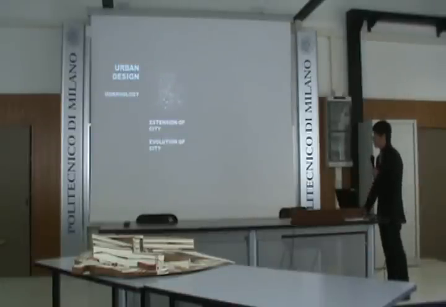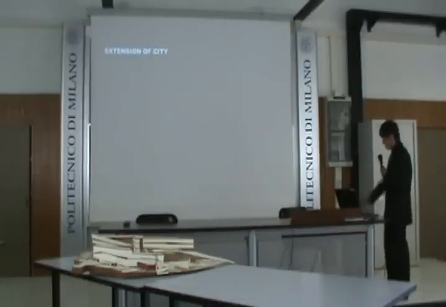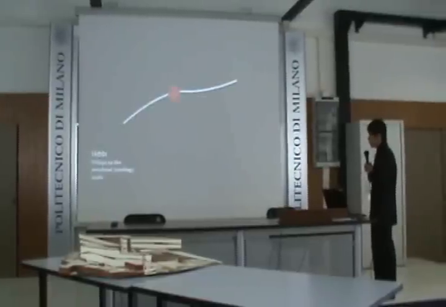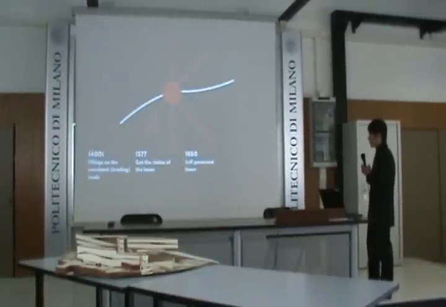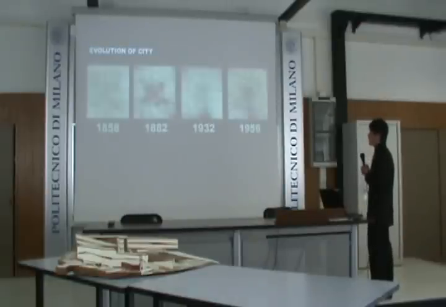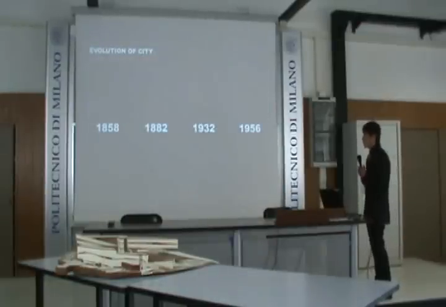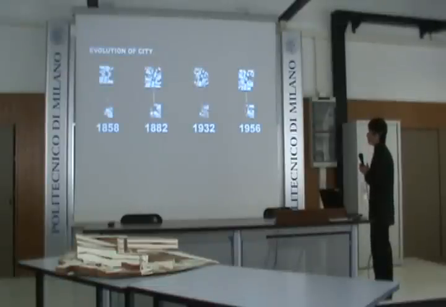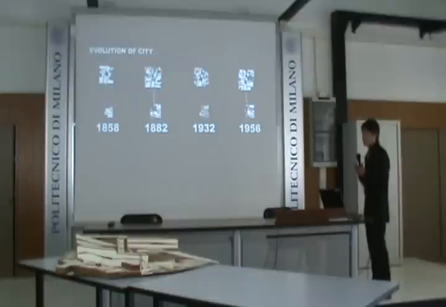The urban design chapter. The first issue is the morphology of the city, including the city extension and city evolution. According to this image, we can understand the process of Liberec extending from the 15th century to the 20th century. About the city evolution, I will choose 4 periods to compare the morphology between architecture, historic center, and the design center. Then we can understand the process of the Liberec evolution.